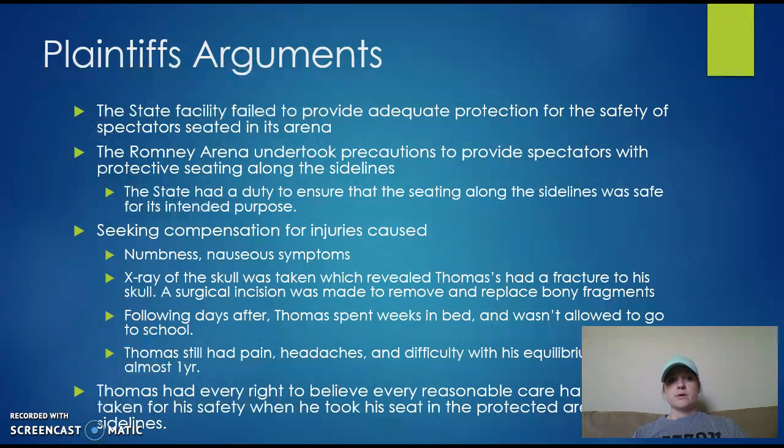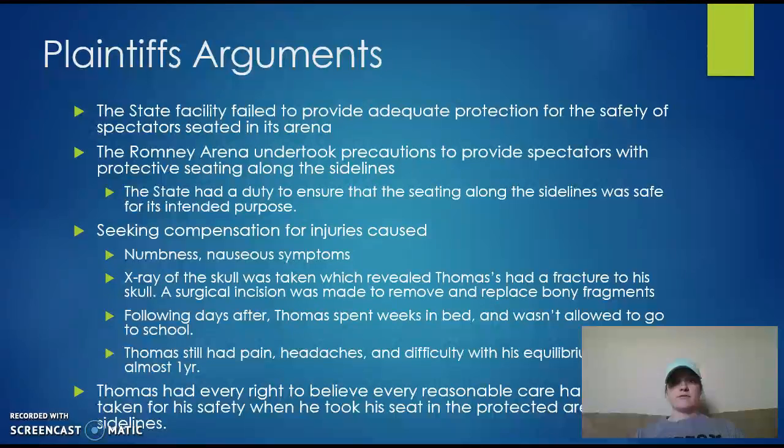The Romney Arena undertook precautions to provide spectators with protective seating along the sidelines. The state had a duty to ensure that the seating along the sidelines was safe for its intended purpose. So if there were bleachers there, that area should have been safe for spectators to sit. Thomas and his father were seeking compensation for the injuries caused. After he was hit by a puck, he felt numbness in his body and he had nauseated symptoms.